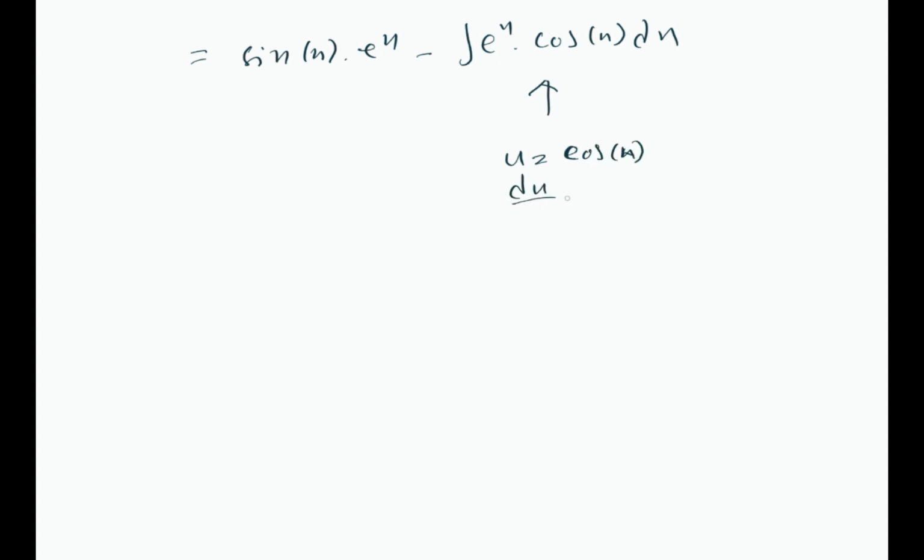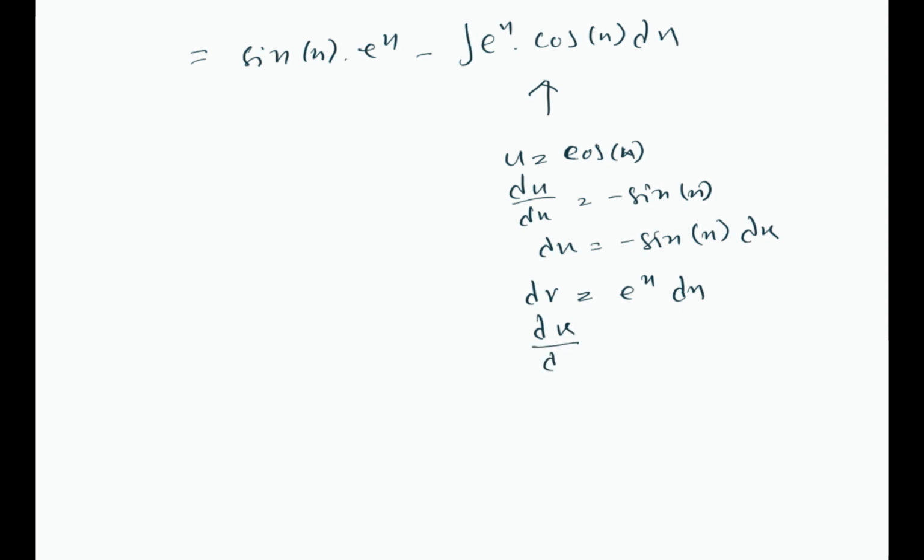So du/dx is equal to minus sine of x, and du is equal to minus sine of x dx, right? And our dv is equal to e to the power x dx. If you divide both sides by dx, then we get dv/dx is equal to e to the power x, and if we integrate both sides, then we get the integral of dv/dx times dx is equal to the integral of e to the power x dx. Then the final answer will be v is equal to e to the power x plus c, right?